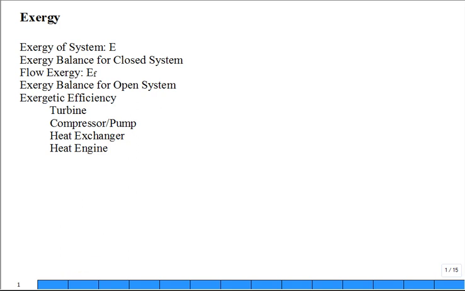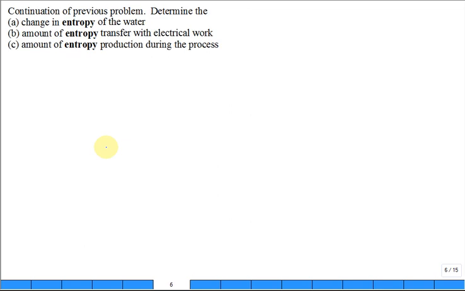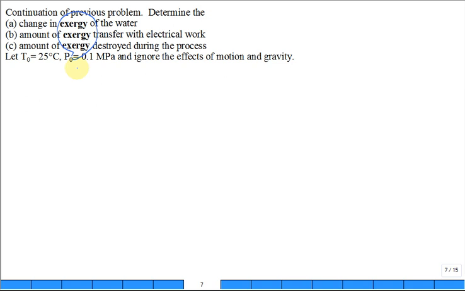All right, so we're in the chapter on exergy. We were talking last time about water in a rigid tank that's electrically heated. Remember that problem? We were working through it. We did see the pattern: talk about energy, talk about entropy, lastly talk about exergy. You recall? I know it's been a couple days since we've talked about this problem.